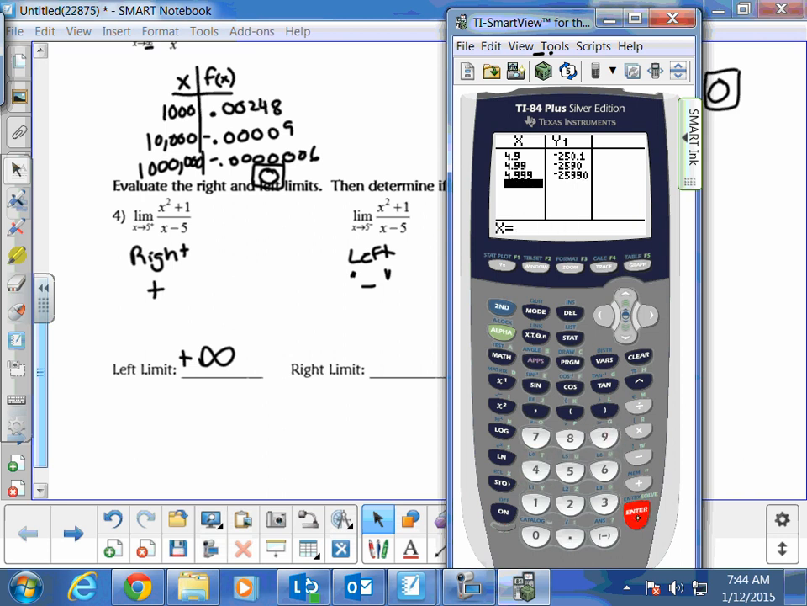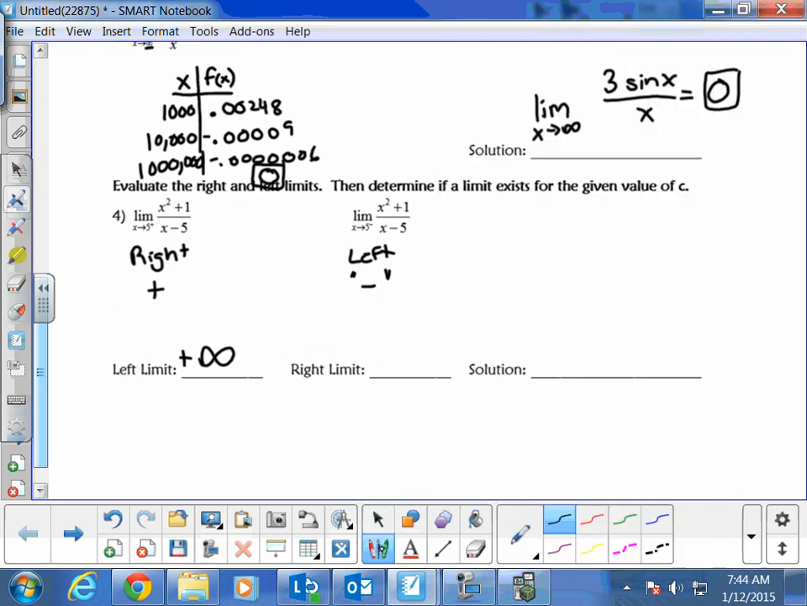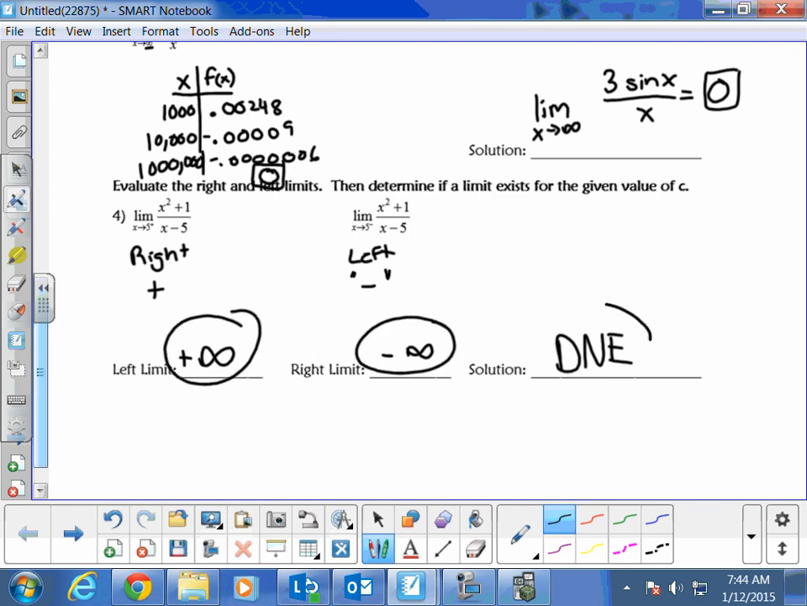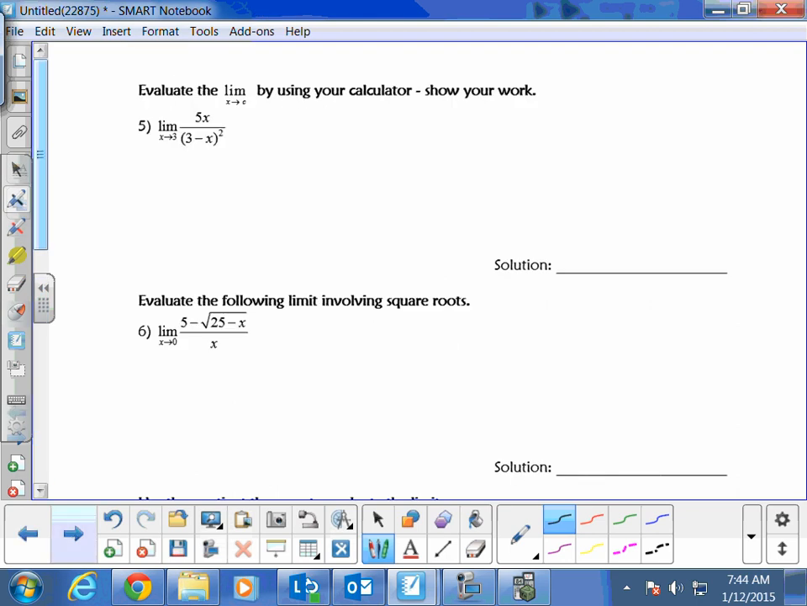4.99, 4.9999. And if you see, these values are actually going to negative infinity. So with this one, we're going to negative infinity, which means the solution here does not exist. The reason is that if you take the limit from the left and right side and you get different values, like here, a positive and a negative infinity, then the solution does not exist. Excellent. Let's move on to the back page of this quiz.